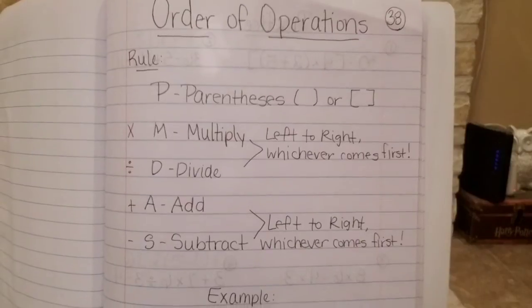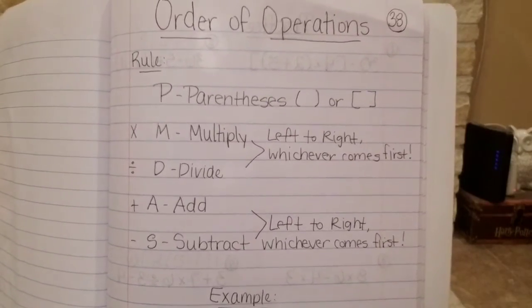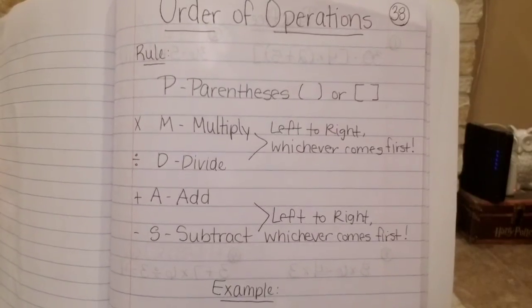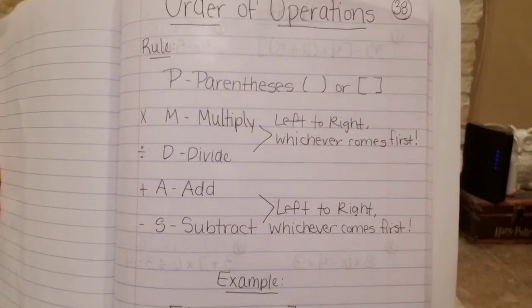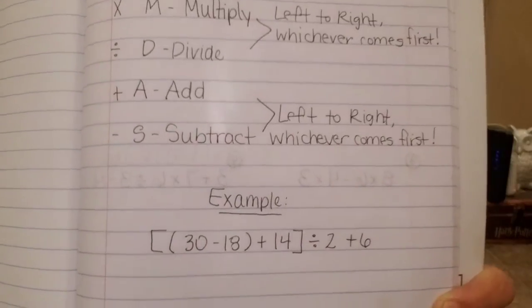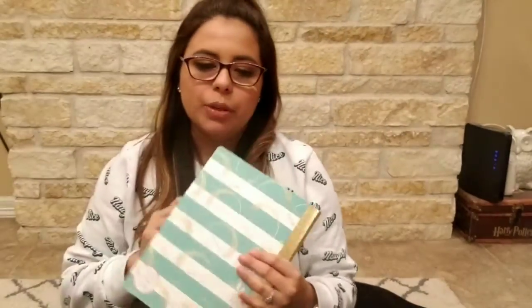All right, so this says parentheses, which look like the curved lines or brackets. Then we have multiply, left to right, whichever comes first. Then that's multiply and division together. And then we have add and subtract, left to right, whichever comes first. And then we have this example that I need you to write down as well. Okay, so I'm going to jump into it.